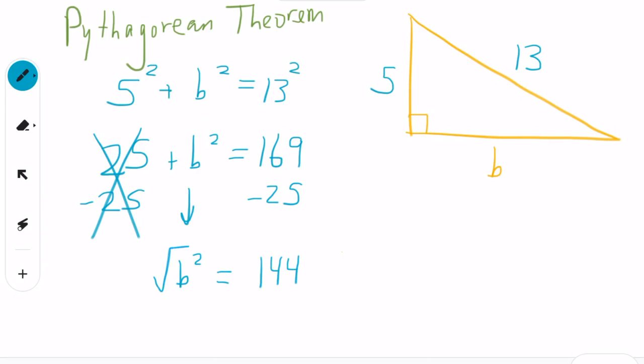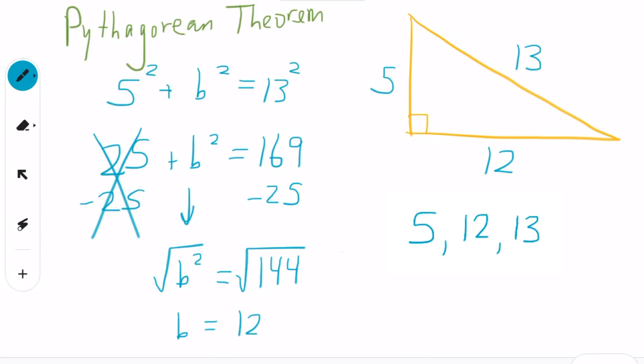And now we could take the square root of both sides, which is going to give us B is equal to 12. The square root of 144 is 12 because 12 times 12 equals 144. So now we can plug in the missing piece here, which we now know is 12. If you think back to the last video on Pythagorean triples, here we have another combination of numbers that gives us the sides of a right triangle.